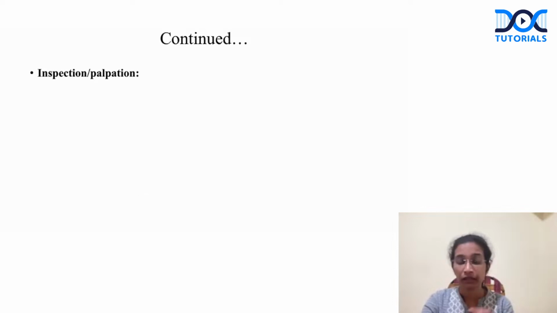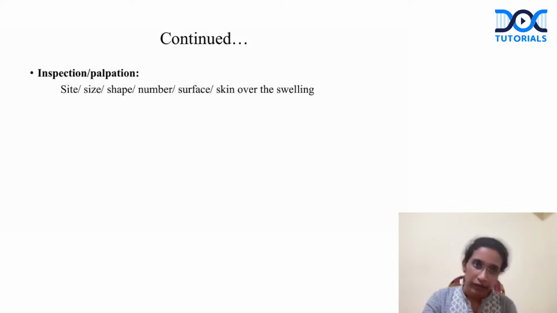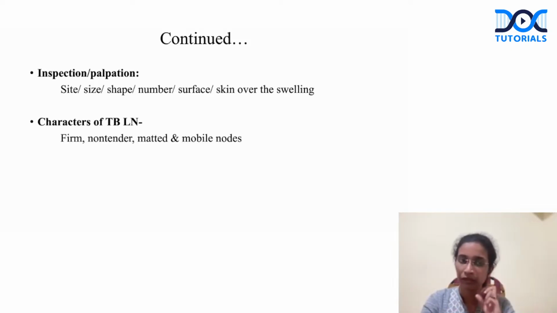Coming to the clinical examination part, you look for the size, shape, number, all this you'll be doing. I don't want to waste much of the time here. I'll just highlight a few important points. So, what are the specific characters of a TB lymph node? As we already discussed, we classify the swelling or the lymph node based on the pain, based on mobility, based on consistency.